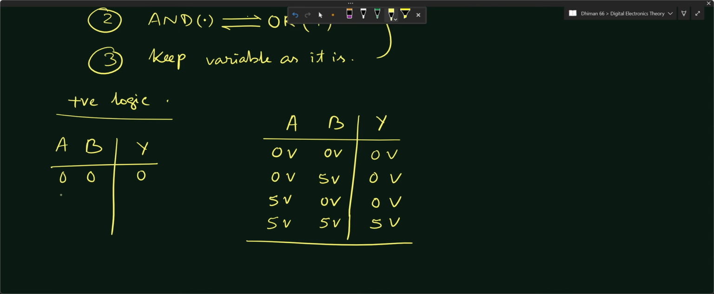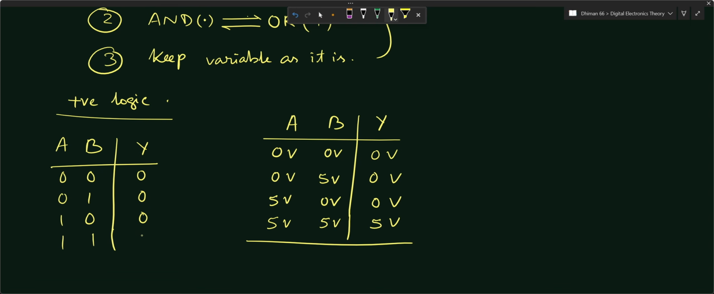Next we have 0 1. Why am I writing 1? This is plus 5 volt, which means logic 1. So the output is also 0, because 0 volt means logic 0. Next we have 1 0. The output is 0. I am deriving this truth table from the given voltages. Next we have 1 1. So 1 and 1, this is logic 1.